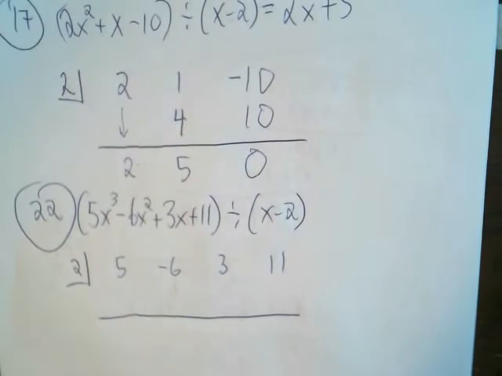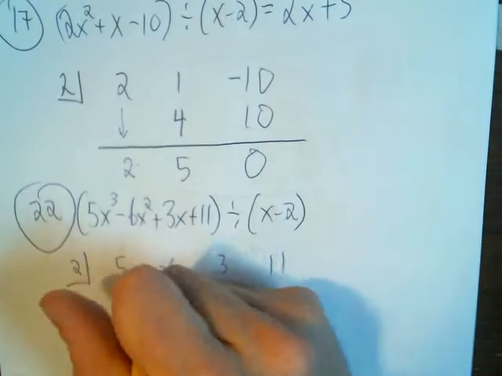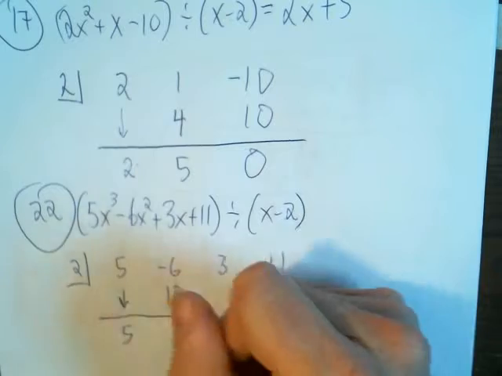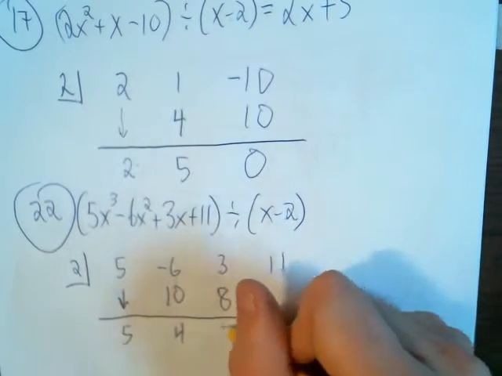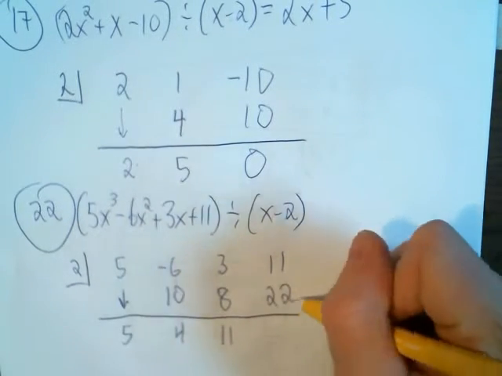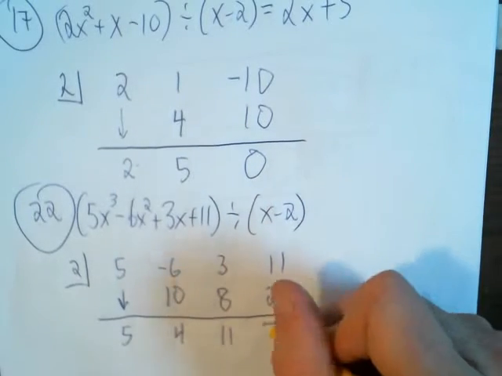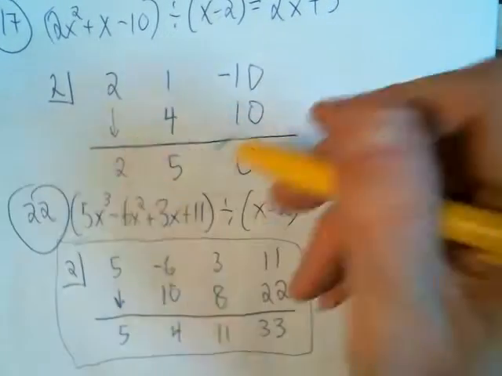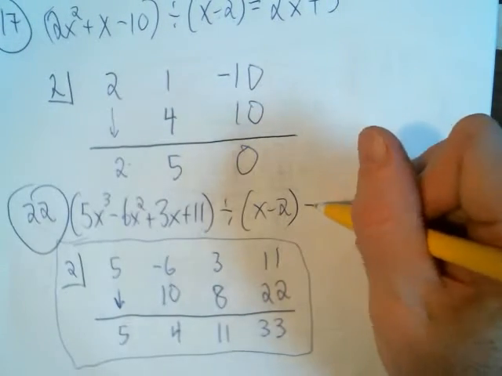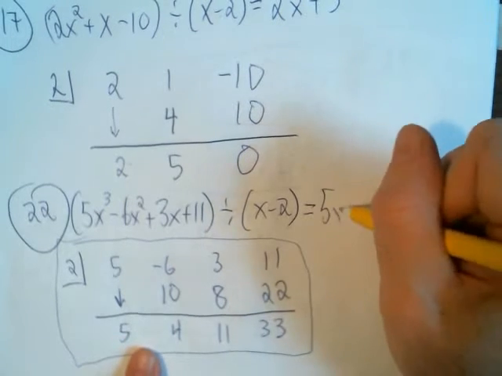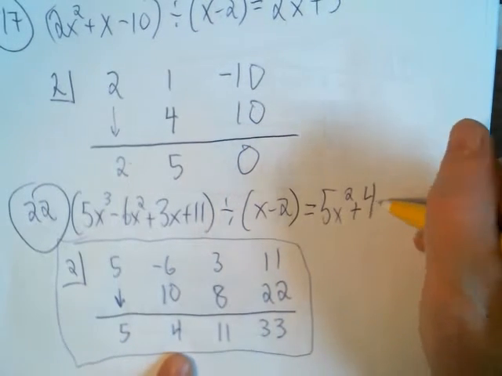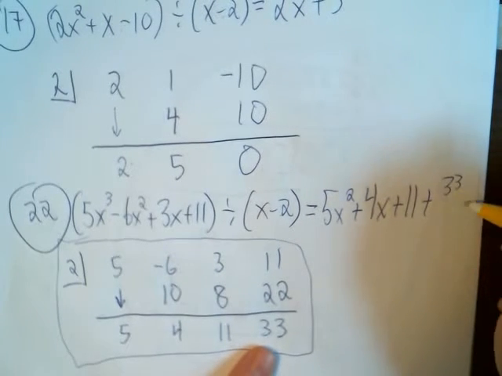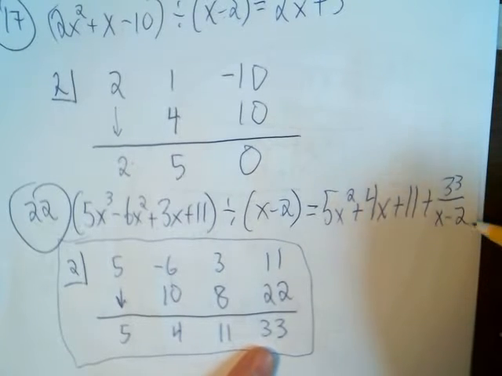Okay, same game. So you drop down the 5 and then start multiplying. 2 times 5 is 10. 10 minus 6 is 4. 2 times 4 is 8. 8 plus 3 is 11. 2 times 11 is 22. And then 22 plus 11 is 33. So this time we have a remainder of 33. The result of the division then is 5x squared plus 4x plus 11 plus 33 all over x minus 2.